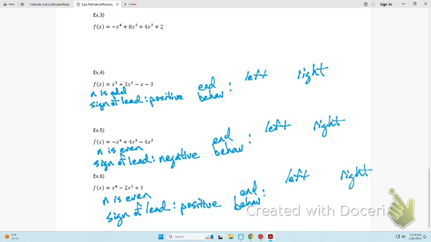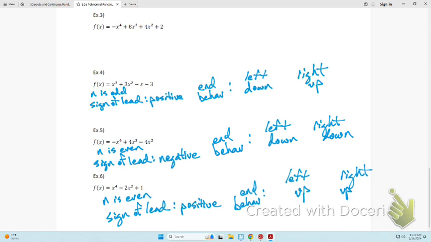All right, hopefully you figured it out. So N is odd, it should be alternating. If it's positive, that means it's starting down and it ends up. If N is even and the sign is negative, it's down and down. And lastly, if it's even and the sign is positive, both sides are going up.